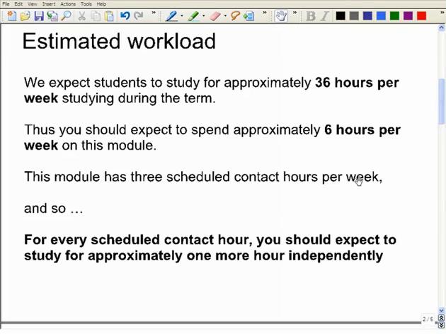So I'll start by reminding you that you're supposed to be working 35 or 36 hours a week during term time. And so you do a quick calculation and you'll find out that you should be working 6 hours a week on this module. But there's only 3 content hours a week, so that leaves 3 hours when you should be working in your own time.